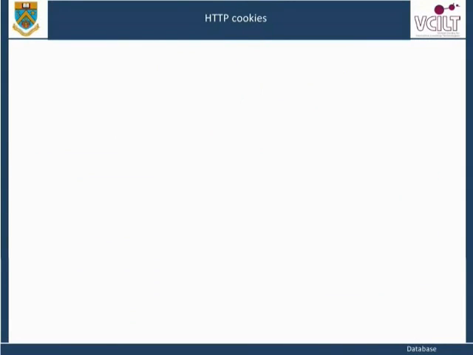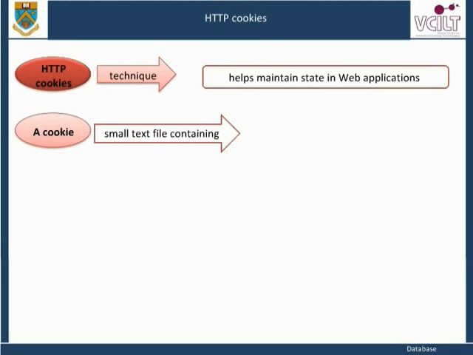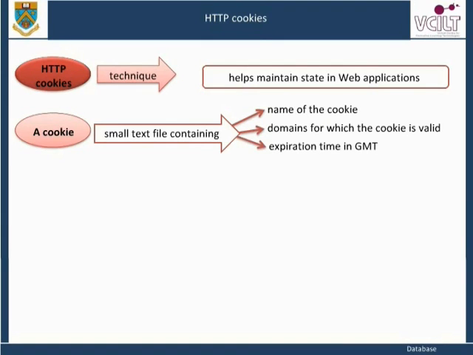HTTP cookies. An HTTP cookie is a technique that helps maintain state in web applications. A cookie is in fact a small text file containing the name of the cookie, domains for which the cookie is valid, expiration time in GMT, and application-specific data such as user information, etc.